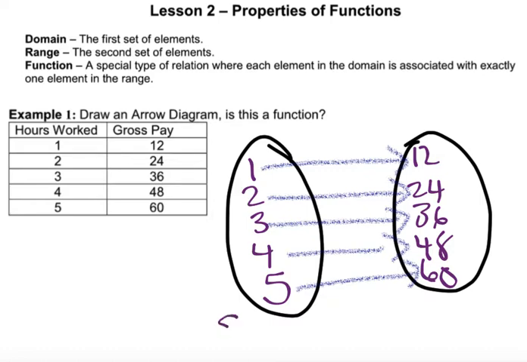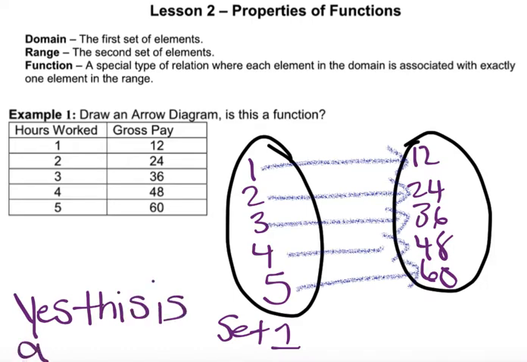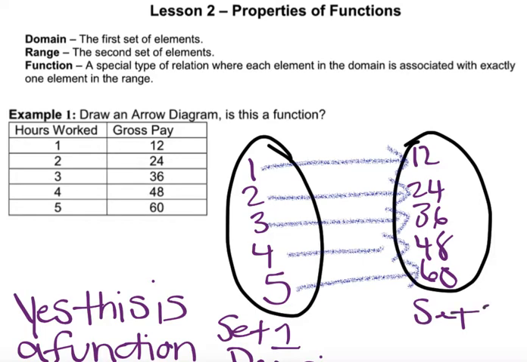So we can see that every element in set 1 only has one arrow going out of it. So the 1 only has an arrow to 12, 2 only has an arrow to 24, and so on and so forth. That means that this is a function. So yes, this is a function. And the reason it's a function is everything in the domain, which is set 1, is associated with one element of set 2, which is our range.